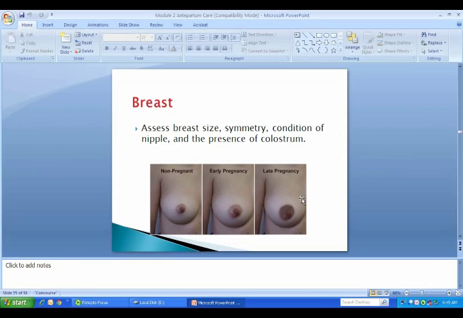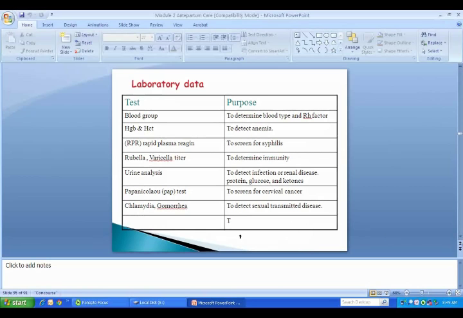Also, we assess the breasts. In early pregnancy, we'll start to see that the areola enlarge, and through our additional assessments, you should see that it starts to darken. We also do our baseline lab data. A blood group is important because if she is Rh negative, she'll get RhoGAM for any type of injury, if there's a potential mixing of blood, of fetal maternal blood, if she has any type of bleeding incident.